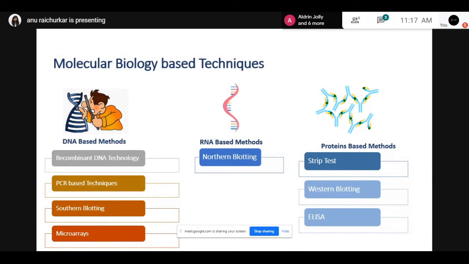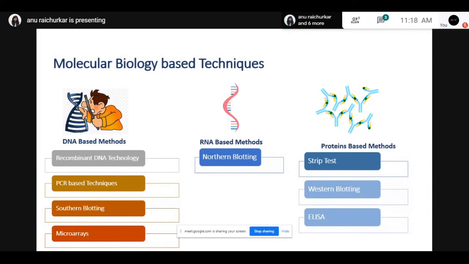Southern blotting is a technique which is used to differentiate between different types of DNA, wherein the DNA is cut with the use of various enzymes and with the help of gel electrophoresis, the different types of DNA are identified. This technique is typically used in DNA fingerprinting and paternity tests.